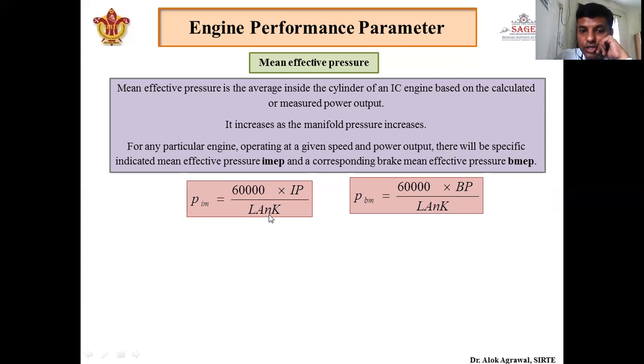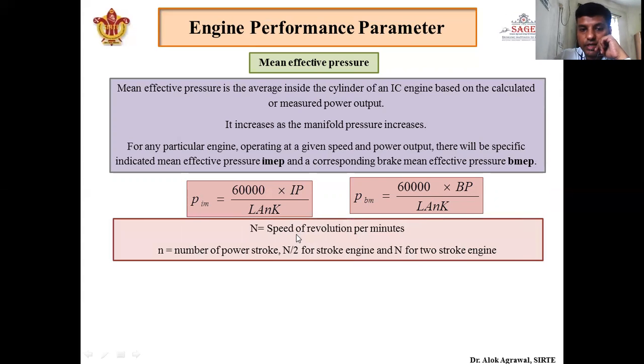This number of power strokes, small n, is equal to N for a 2-stroke engine, and small n is N by 2 for a 4-stroke engine. So this small n can be replaced by capital N by 2 if you are talking about a 4-stroke engine, and this small n can be replaced by capital N if you are talking about a 2-stroke engine, because in a 2-stroke engine we get a power stroke in every cycle, whereas in a 4-stroke engine we get a power stroke in every 2 cycles. So that's why this small n can be written as N by 2 or N depending upon the number of strokes of the engine.